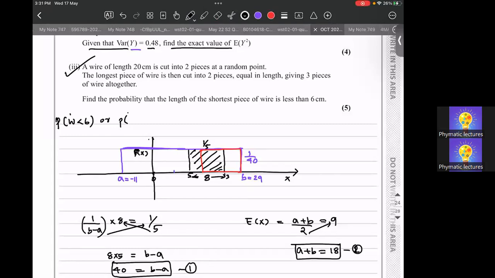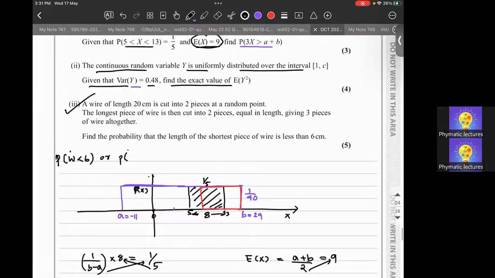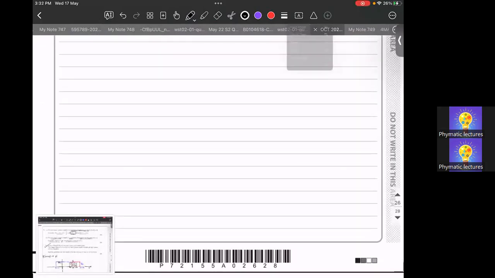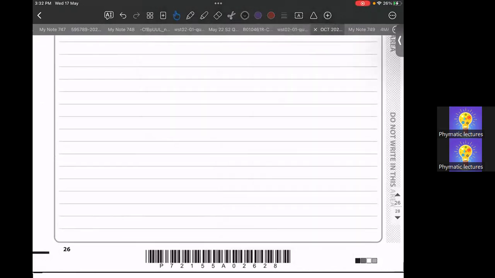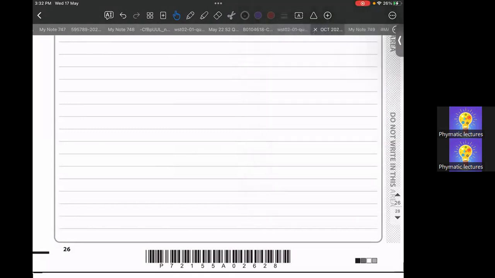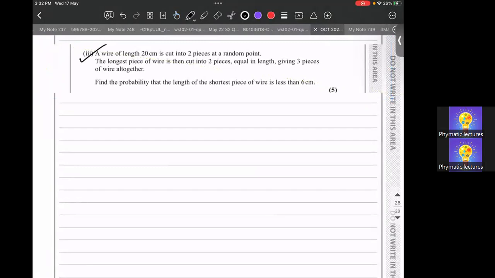To explain the concept of the third part, it's actually a very logical question, an application level question. So we will read that question in detail and make a rough sketch of what the examiner is actually describing, what the circumstances of this question are. A wire of length 20 centimeter, correct? I will keep this question here so that I can avoid constantly scrolling to it. Okay, so a wire of length 20 centimeter is cut into pieces at a random point.